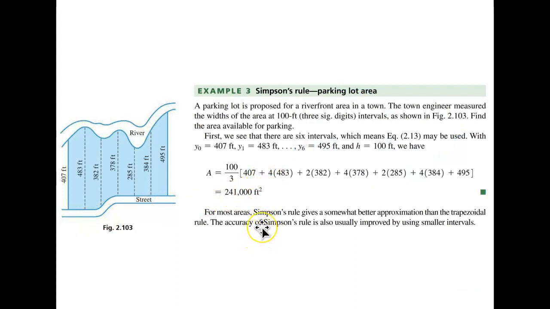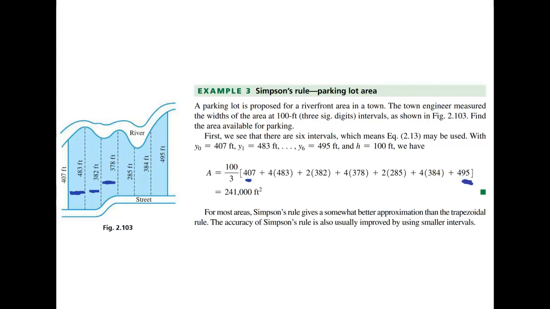In this one, we want to measure a parking lot that's proposed for the riverfront area in a town. They measure the width at equally spaced intervals, the 100 feet. What that is referring to is this distance in between here. That's 100 feet. This is 100 feet. This is 100 feet. That's what we mean by the interval. And notice that there are 6 of these. So our first y measurement, our y sub 0, is 407. Notice that stands alone, 407. And our last y measurement is 495. And here again, that stands alone.